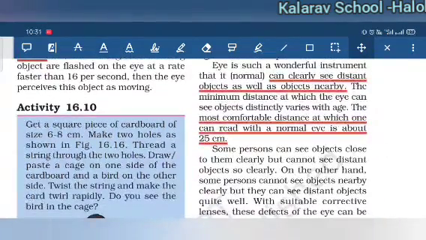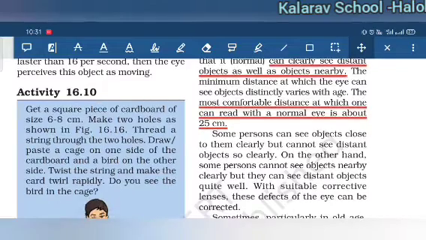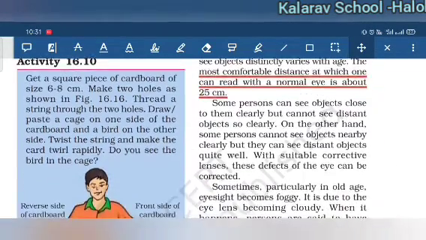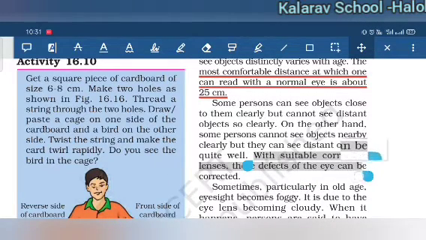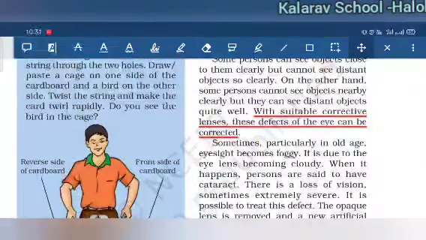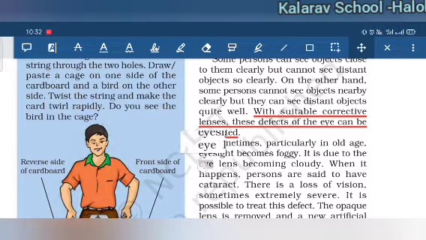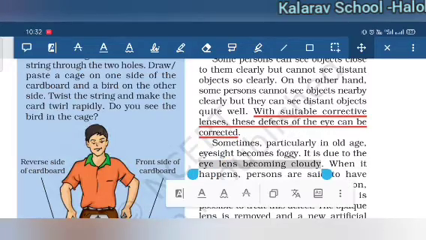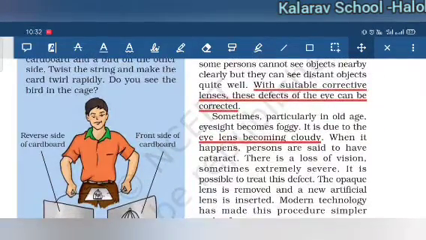Some persons can see objects close to them clearly but cannot see distant objects. On the other hand, some persons cannot see nearby objects but can see distant objects. These types of defects can be corrected by suitable lenses. In old age, eyesight becomes foggy. Why does this happen? It is due to the cloudy nature of the eye lens.